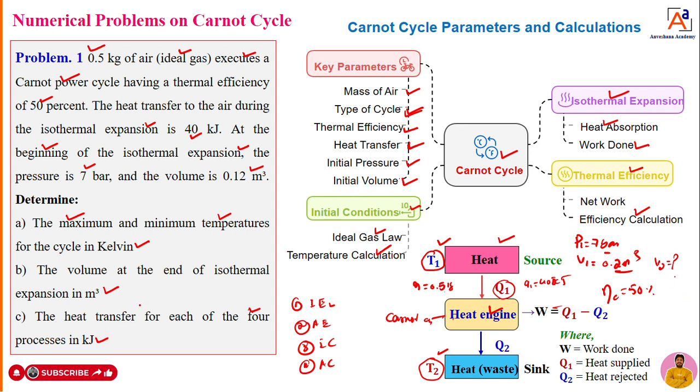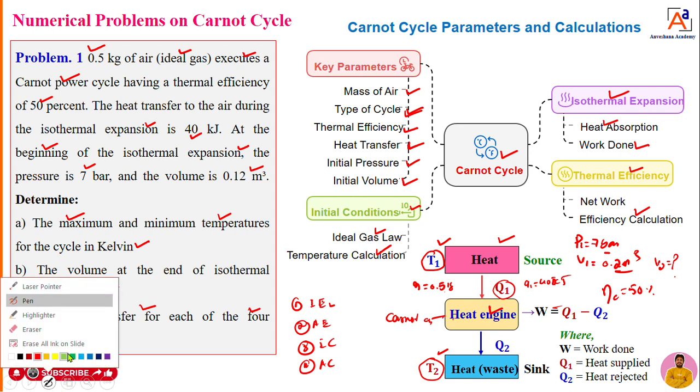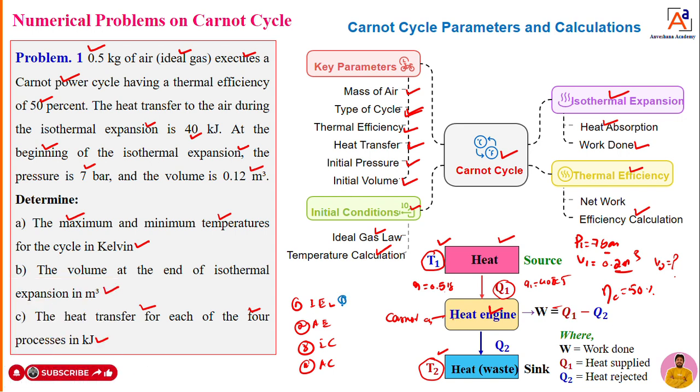Now, the third one is asking to calculate the heat transfer at each of the four processes. That means he is asking to calculate the heat transfer in process 1, the heat transfer at adiabatic expansion, the heat transfer at isothermal compression, and the heat transfer at adiabatic compression. He is asking to calculate the heat transfer during all processes. We need to calculate now.